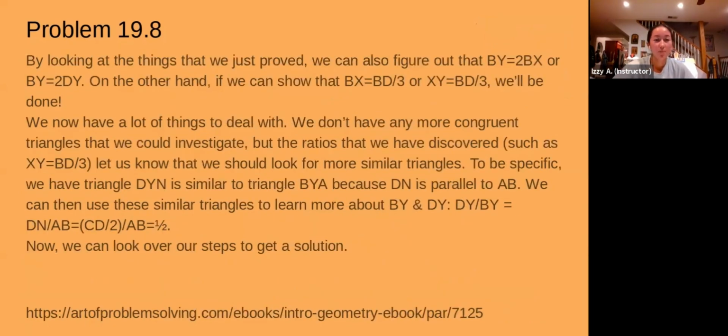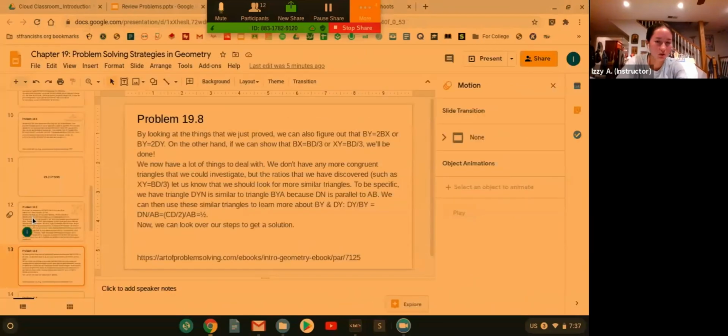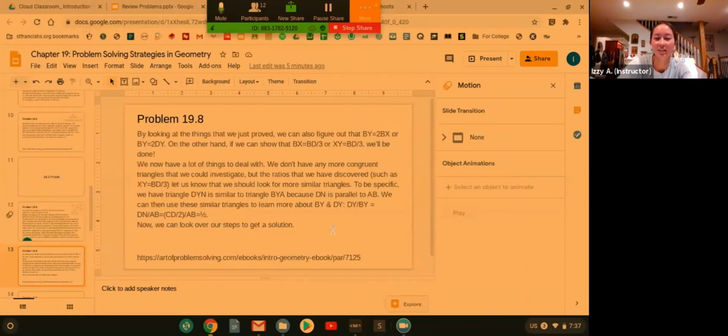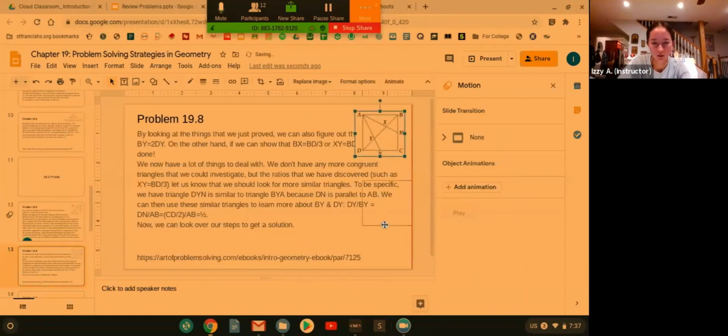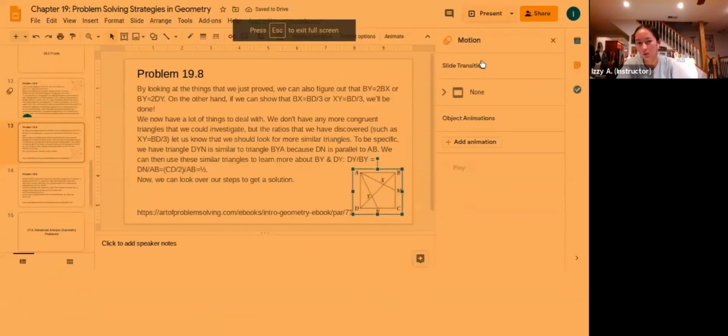Okay, by looking at the things that we just proved, let's see if I can display the image. I'll just copy and paste it because I think having the image up there is probably a good idea so that you have a reference. And then I'll do that for the third side once we get there.